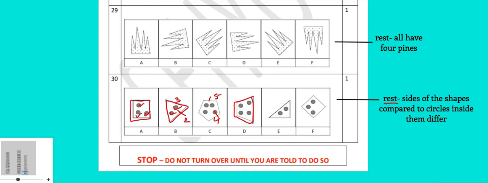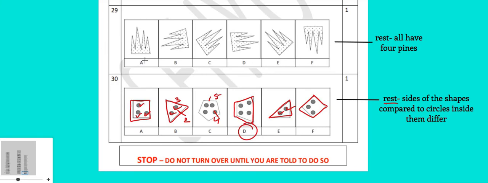E has a triangle with 2 circles, and so does F, with a 4-sided figure and 3 circles. So therefore D is our correct answer here, making it the odd one out.